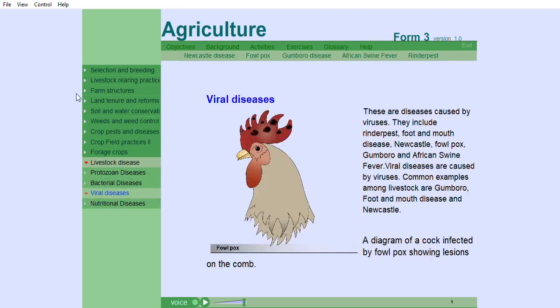Viral diseases. These are diseases caused by viruses. They include rinderpest, foot and mouth disease, Newcastle, fowlpox, Gumboro, and African swine fever. Common examples among livestock are Gumboro, foot and mouth disease, and Newcastle.